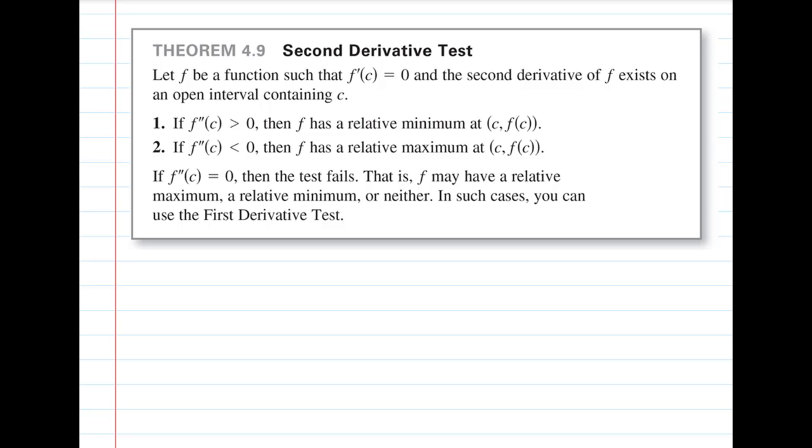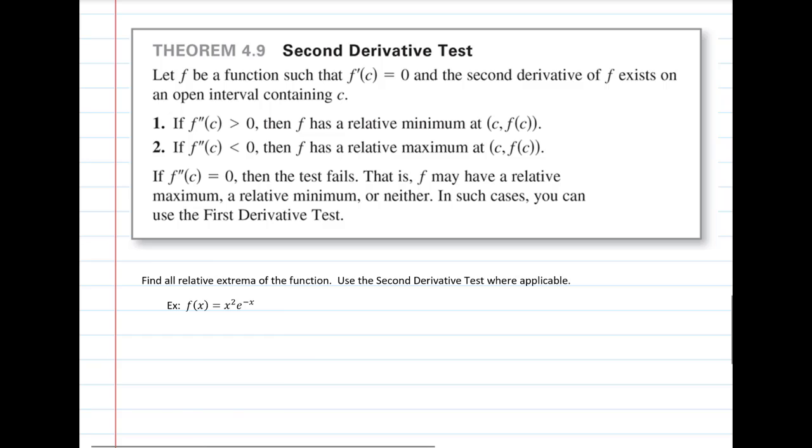If the second derivative at c is equal to 0, then the test fails, meaning it's inconclusive. We can't determine whether there's a min or max. There could be a min, there could be a max, or neither. So we're going to have to go back to our first derivative test from the previous section to determine extrema.